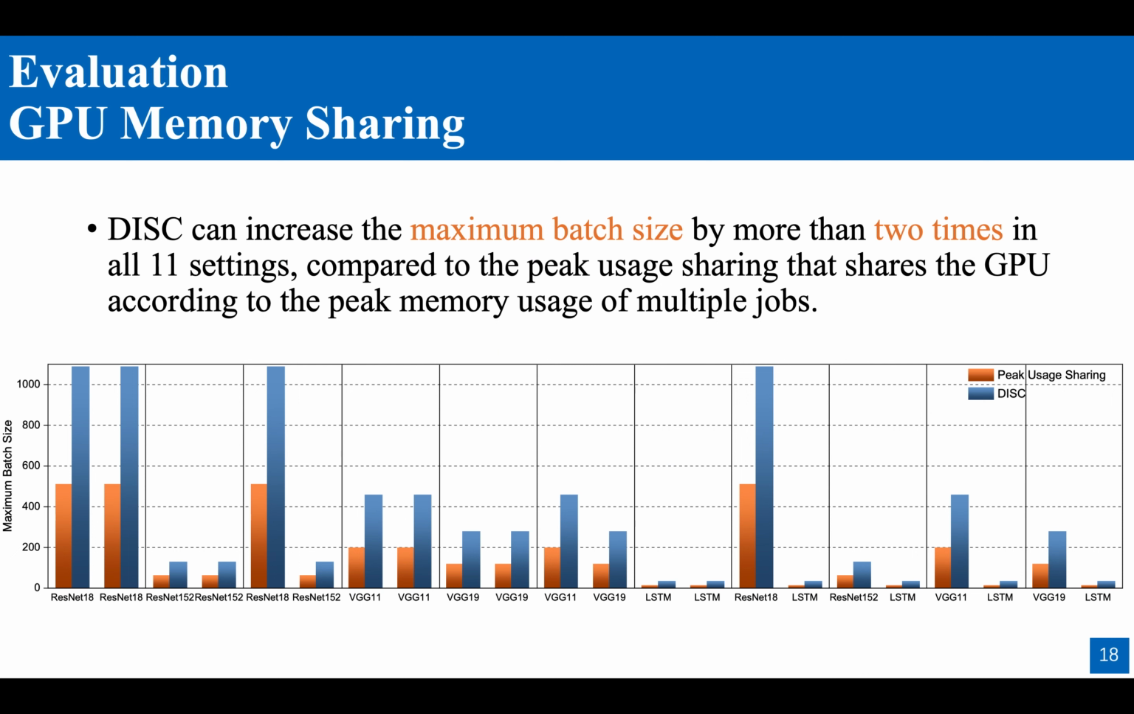In the evaluation of GPU memory sharing, DISK can increase the maximum batch size by more than 2 times in all 11 settings, compared to the peak usage sharing that shares the GPU according to the peak memory usage of multiple jobs. In DISK, only the persistent memory is occupied at the same time, and the ephemeral memory is occupied at a completely staggered time. In other words, only one job occupies the ephemeral memory at any given time, which can support jobs with large batch size. As a result, the memory utilization is significantly improved.